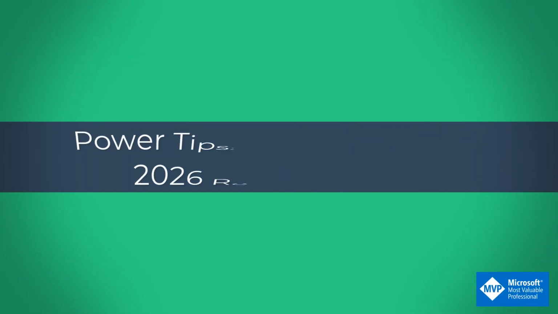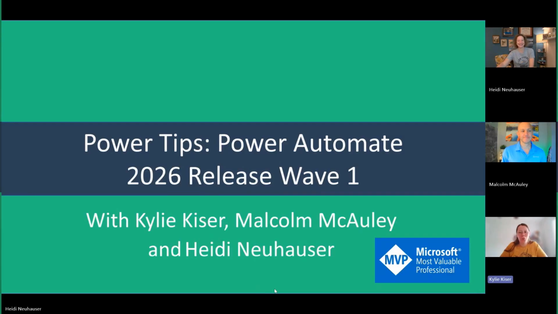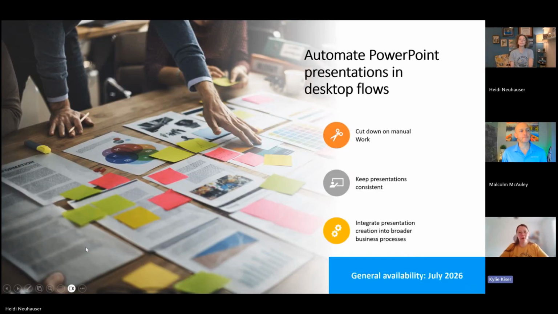Today we're talking about the Release Wave 1 items for Power Automate. So within the Power Automate release wave, we have releases for cloud flows, desktop flows, as well as process mining. I don't think we're touching on anything from process mining today, but I'm going to kick it off with a few of the items that stood out to me for desktop flows.